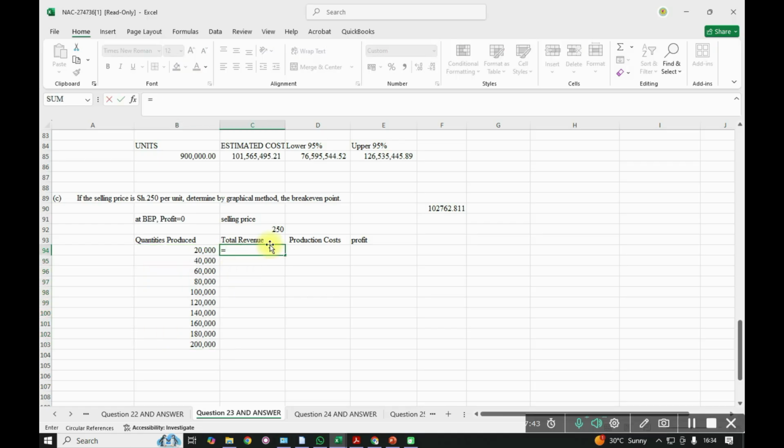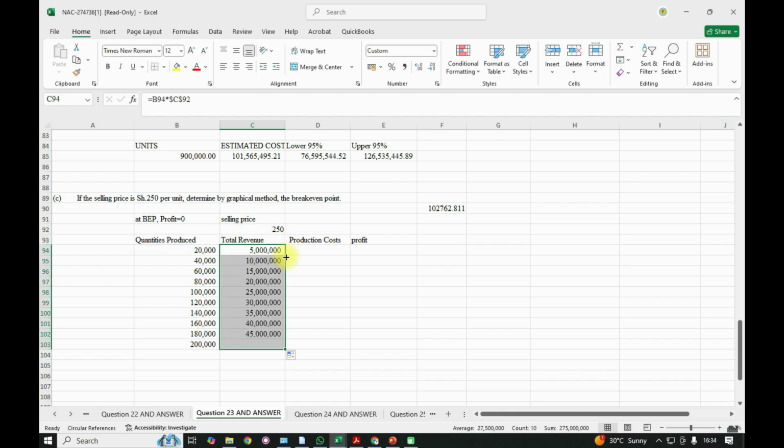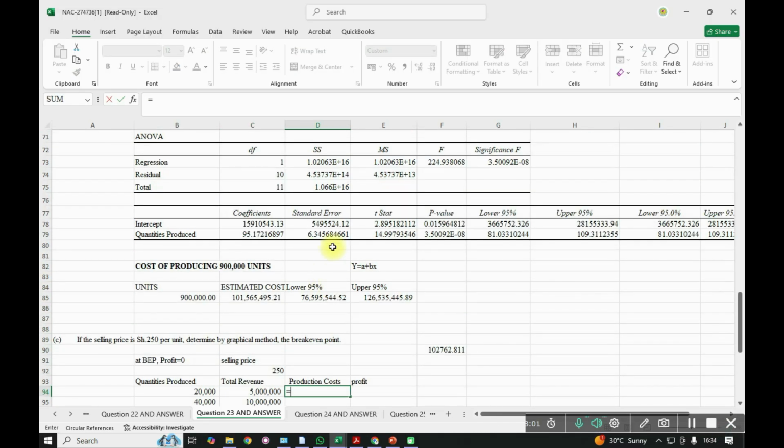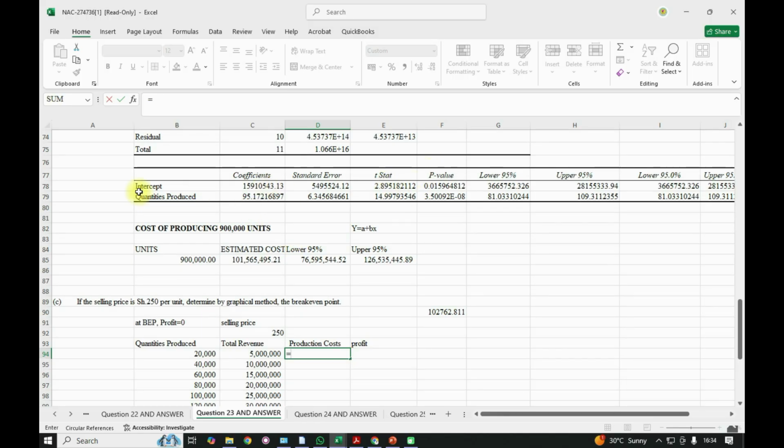So total revenue here will be this multiplied by this, and I will lock this, and I will enter, and I'll autofill. Production cost, we shall use the estimator. We shall use this, the normal coefficient, plus, open the bracket, the variable, and remember these ones we are supposed to lock, multiplied by the units.